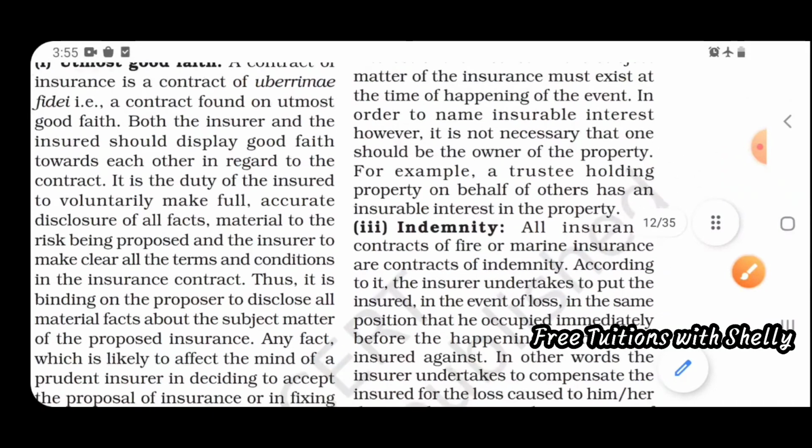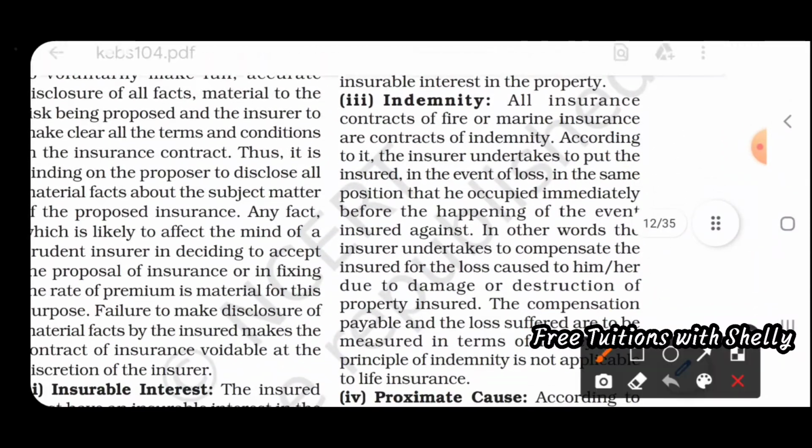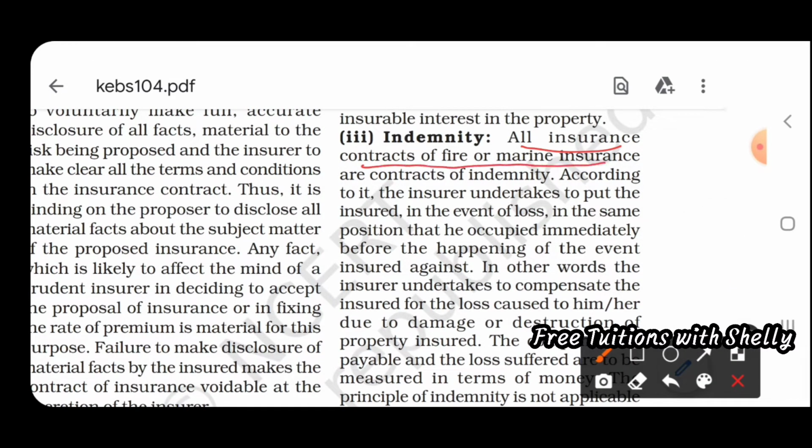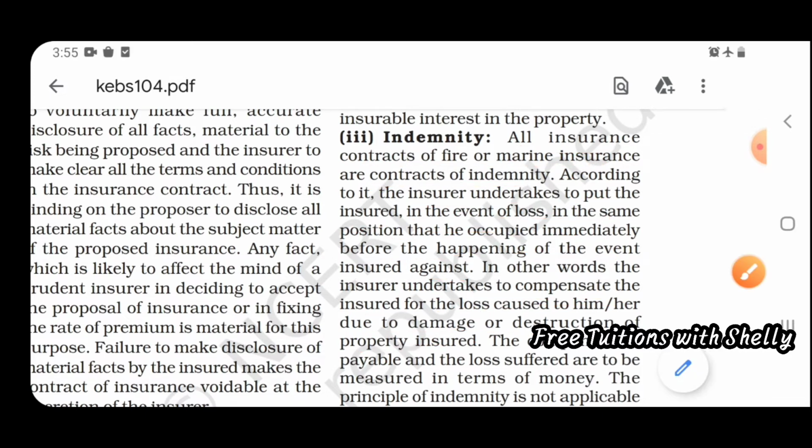The third one is indemnity. Indemnity means that insurance contracts of fire or marine insurance are contracts of indemnity. According to this, the insurer undertakes to put the insured, in the event of loss, in the same position that he occupied immediately before the happening of the event insured against. In other words, the insurer undertakes to compensate the insured for loss caused to him due to damage or destruction of property insured. That is, the insurance company gives a promise that when a loss occurs, they will compensate for the loss which has occurred.